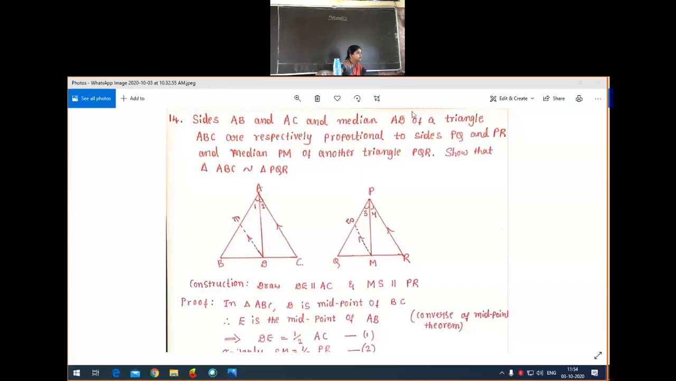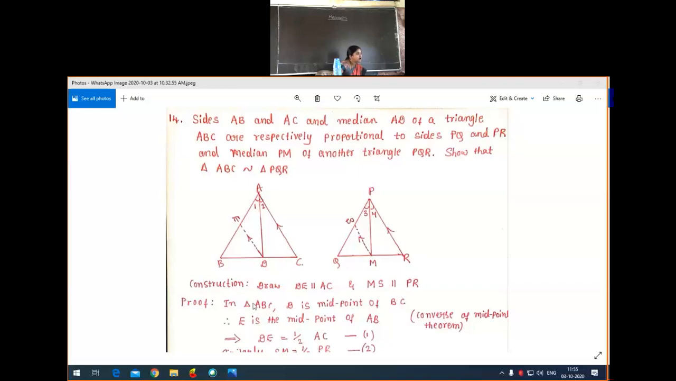For later use, we take these angles as angle 1, angle 2, angle 3, and angle 4. For the construction, we have to draw line ED parallel to AC. In the other triangle, SM is parallel to PR. This is the construction.